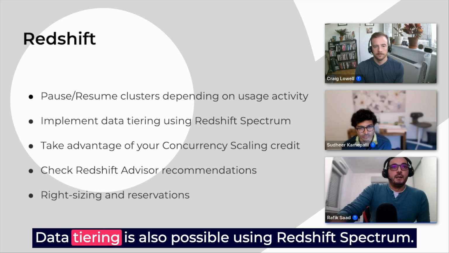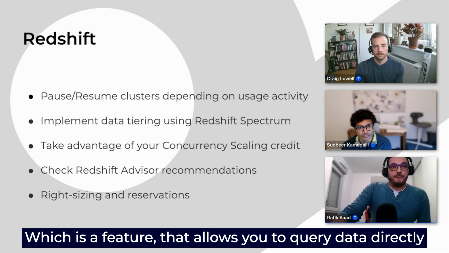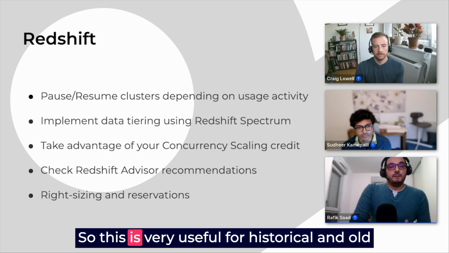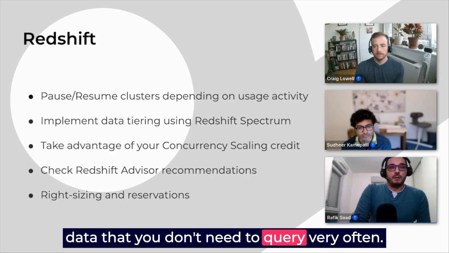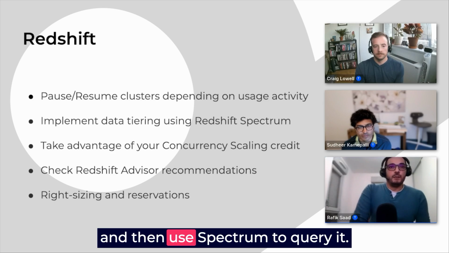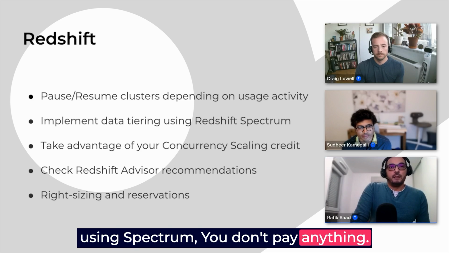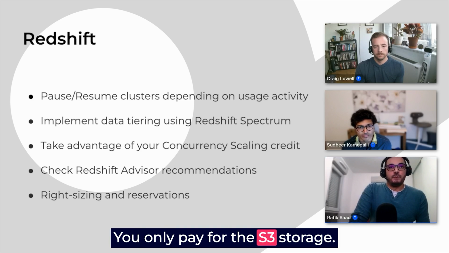Data tiering is also possible using Redshift Spectrum, which is a feature that allows you to query data directly in S3 without having to load it into the cluster itself. So this is very useful for historical and old data that you don't need to query very often. So basically you keep them in S3 and then use Spectrum to query it. And Spectrum is fully serverless. It means that if you are not running queries using Spectrum, you don't pay anything. You only pay for the S3 storage.